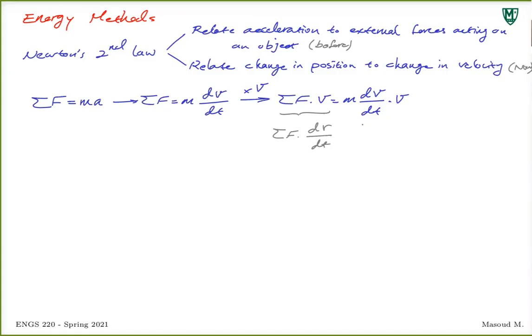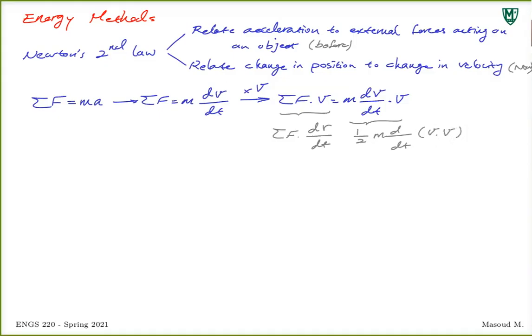And we can do the same thing here. You can think about this one as m dv/dt dot v. I can actually write it in a better way. So let's write it this way: you can write it as 1/2 m d/dt of v dot v.